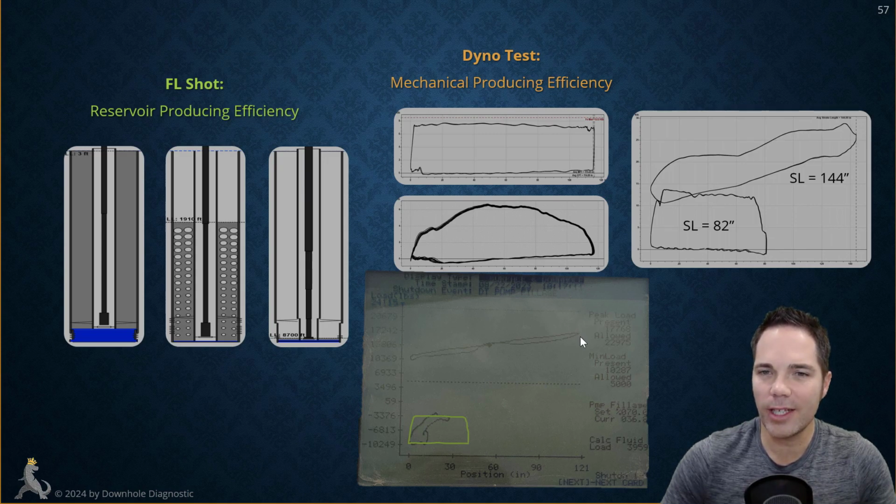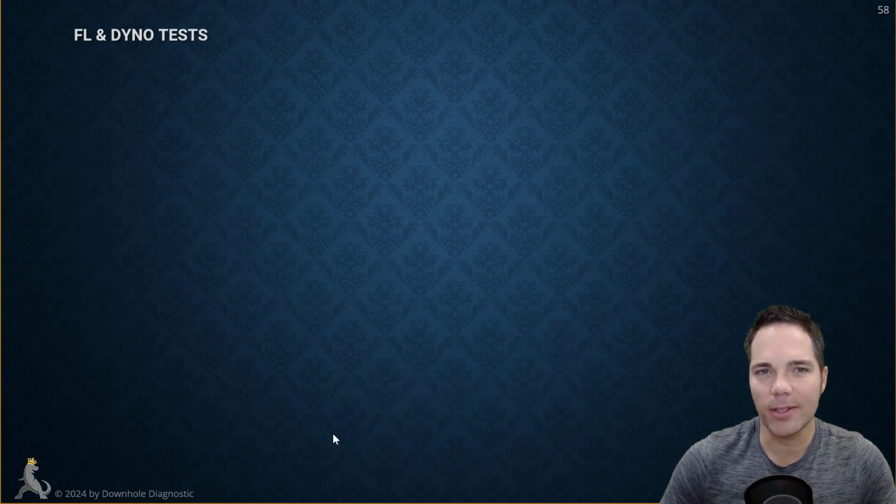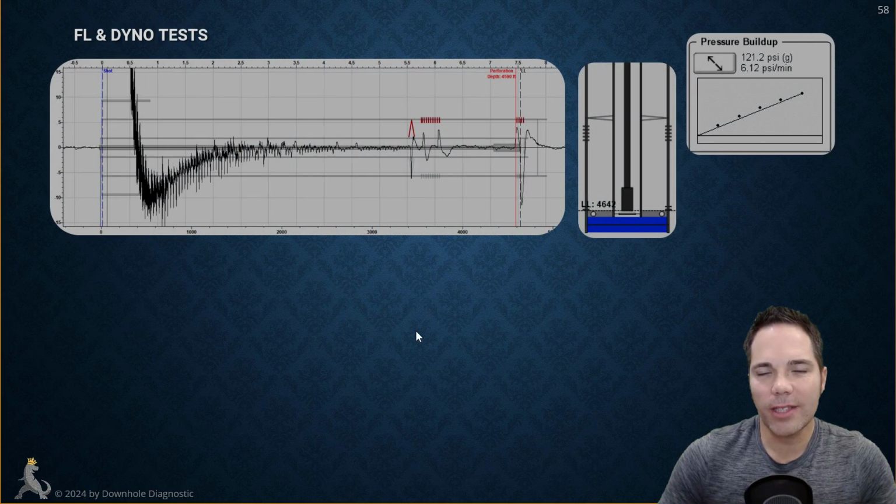So we have 120 inches at surface, and we're only getting maybe 40 inches of stroke length downhole. That's inefficient in itself. We can see that with the dynamometer test. This is a bad design. You don't want that particular design. So fluid level and dynamometer test, this is what a fluid level shot is going to look like.